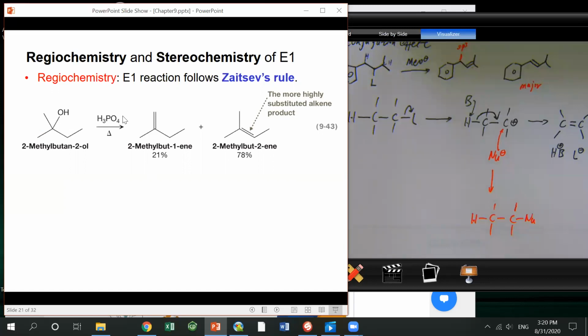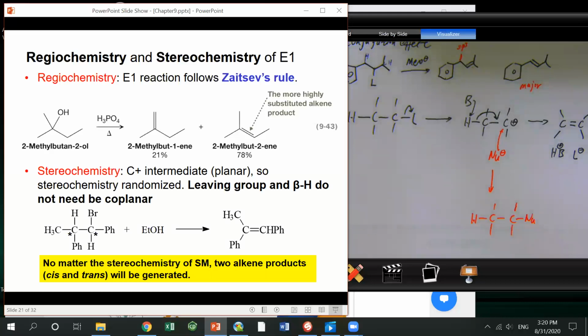You have this alcohol and try to do the E1 elimination. E1 elimination normally uses neutral or acidic conditions, and then it generates the more substituted alkene. The less substituted alkene is the minor product. So that's pretty easy, and it follows the Zaitsev rule.